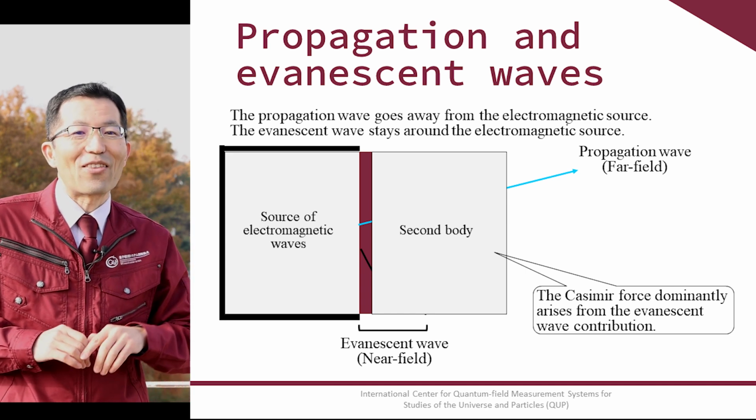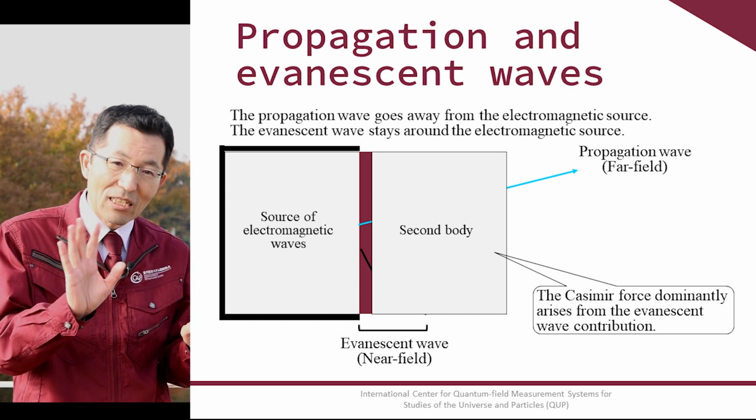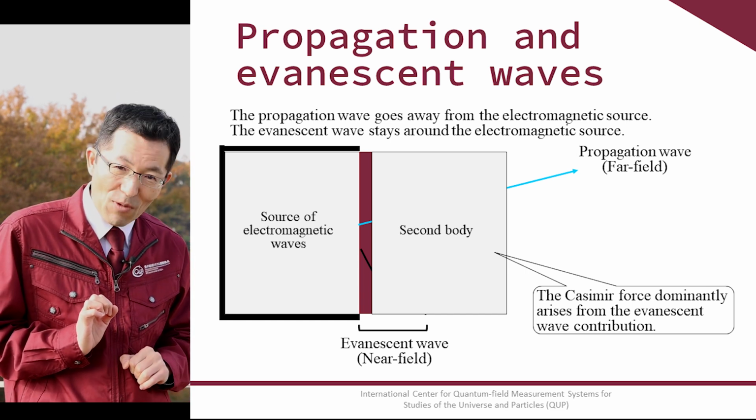For summary, there are two waveforms, propagation wave and evanescent wave. Evanescent wave is a dominant contribution to Casimir forces.